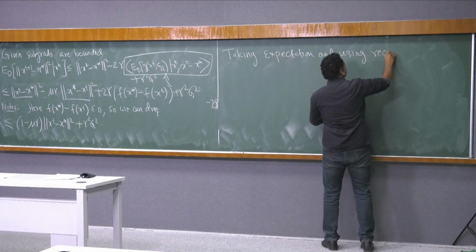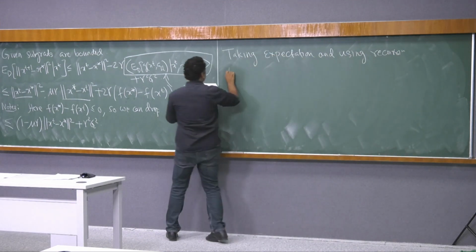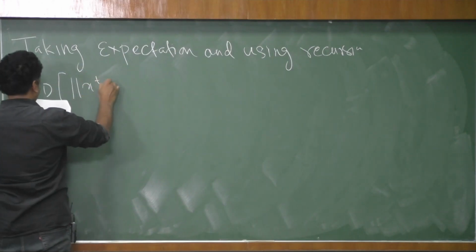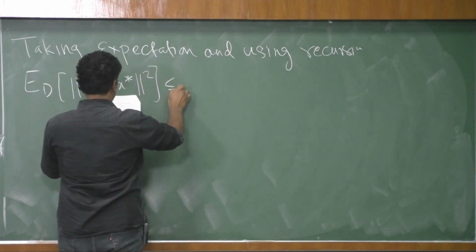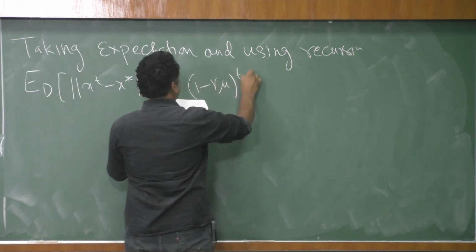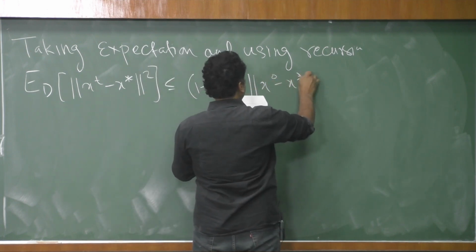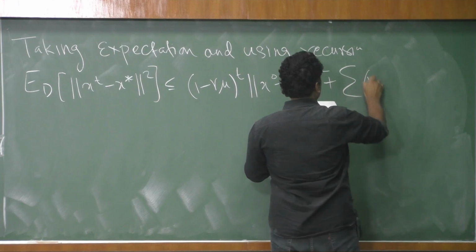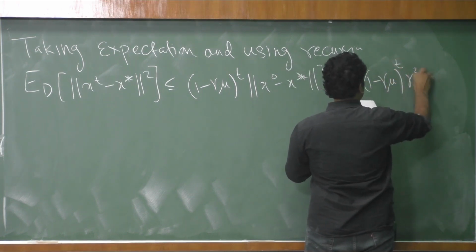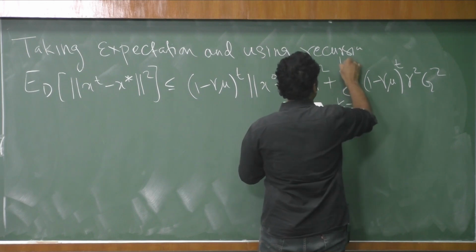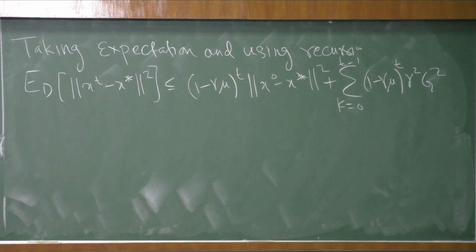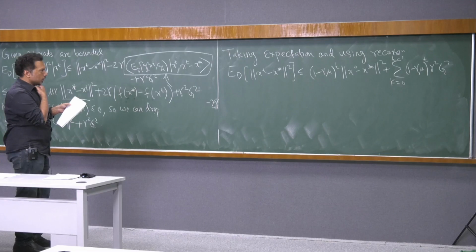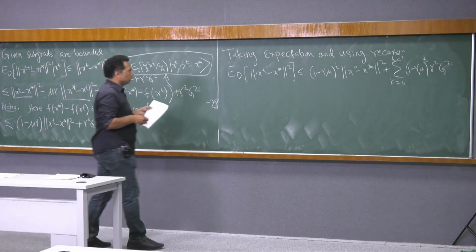Using recursion, we deduce that expectation of xt minus x star whole square is less than equal to 1 minus gamma mu t norm of x naught minus x star whole square plus sum over k equals 0 to t minus 1 of 1 minus gamma mu k times gamma squared g squared. Okay, so this is a simple exercise to check that due to recursion this is what we will get, and so we will look to simplify the last term, which seems to be like a geometric sum, right? So we'll use that.